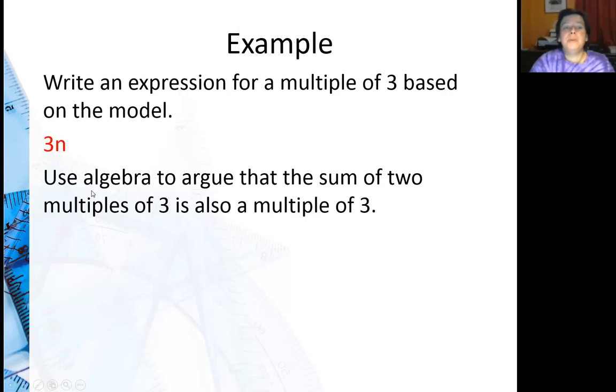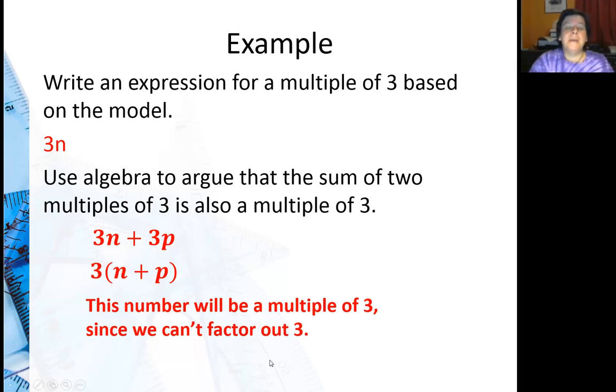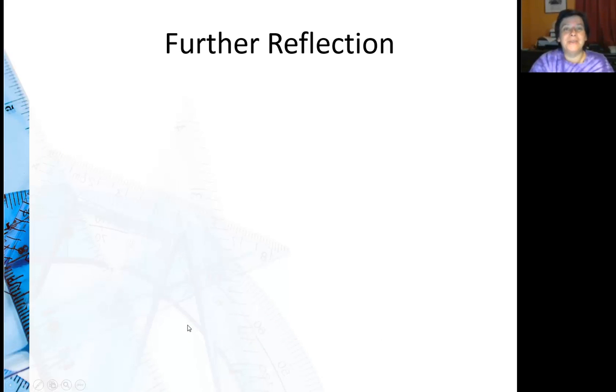Now I'm going to use algebra to argue that the sum of 2 multiples of 3 is also a multiple of 3. Why would that be? Well, 3n is one of the multiples, and then I'm going to use 3p, doesn't matter what I use. p stands for another integer. Well, if I add those two together, I can actually factor out a 3. Since I can factor out a 3 and n and p are integers, that means this number is 3 times some integer. That makes it a multiple of 3. Oh, and that should be since we can factor out 3.